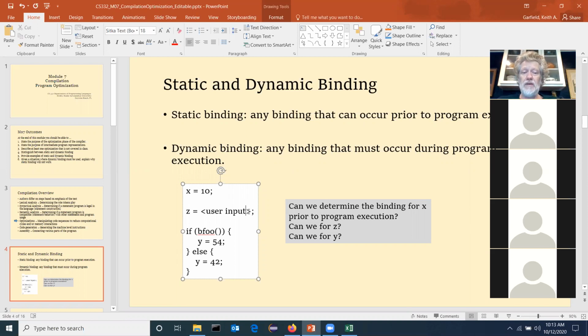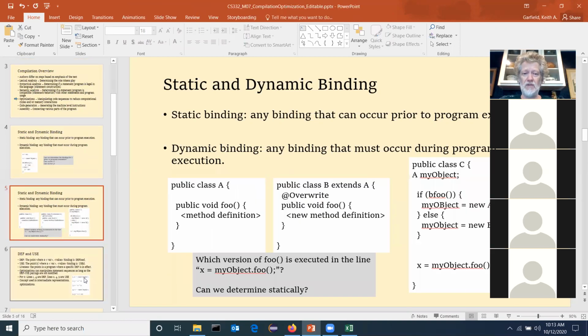So until bfoo is resolved and we get true or false, we cannot do the binding. That has to happen at runtime. Now, why do we care? Well, let me show the next example first, and then we can talk about why we care. It gets a little more complex than that. I mean, those were just variable assignments, right?